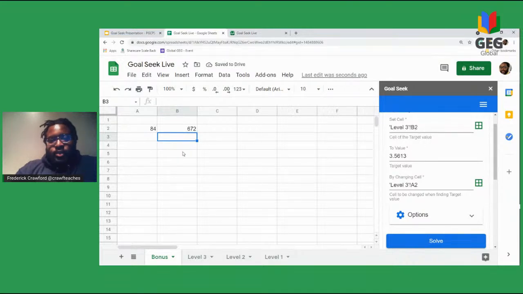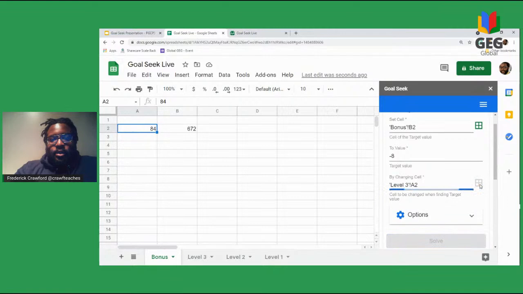So let's go ahead and use Goal Seek. This is our set cell. And notice this, I'm on the bonus tab and I'm in cell B2. It writes bonus in single quotes with an exclamation B2. Now I'm going to set it to negative 8, because I had that equal to negative 8. Then finally, I'm going to set that as my changing cell. Now it is time to use Goal Seek for the last time for the day.